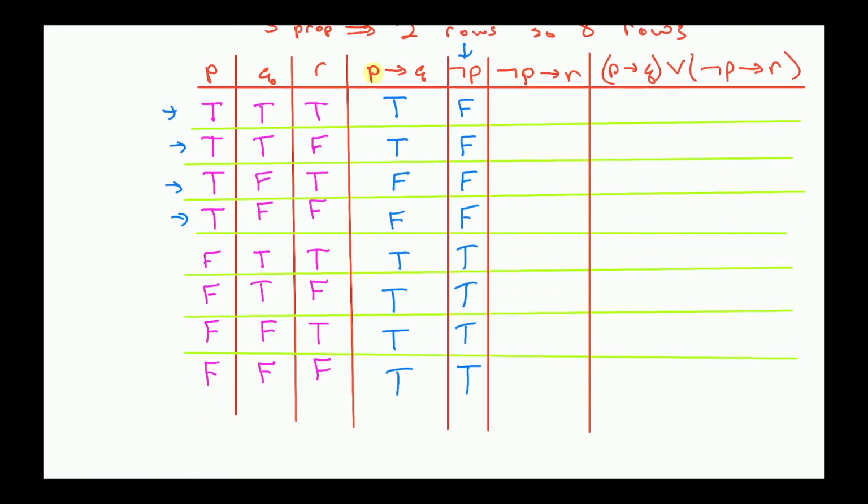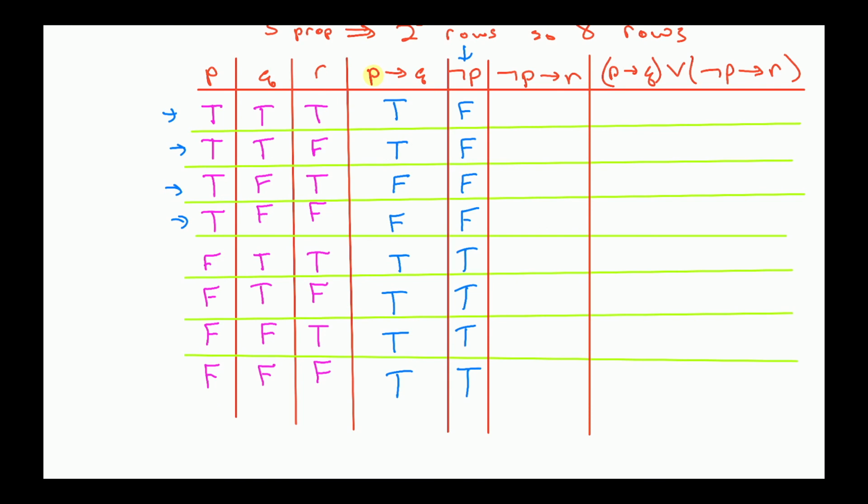Next one. So not P implies R. Now, what's a little bit tricky is that you have not P. Not P is right here. You have R. R is way over here. And the thing is, not P is on the left, but down here it looks like it's on the right. Right? So remember, this is the left side, this is the right side according to this. So let's figure it out.